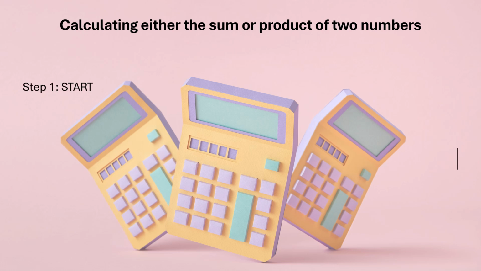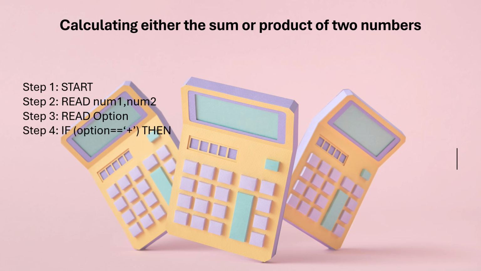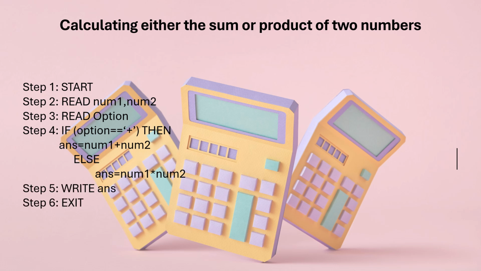So for now, we are going to start off with start, read num1, num2, read the option whether the user enters plus or multiplication. If the option is a plus, then answer is equal to num1 plus num2, else answer is equal to num1 multiplied by num2. If he has not entered the plus sign, then obviously the multiplication would be performed, answer would be output, and exit.